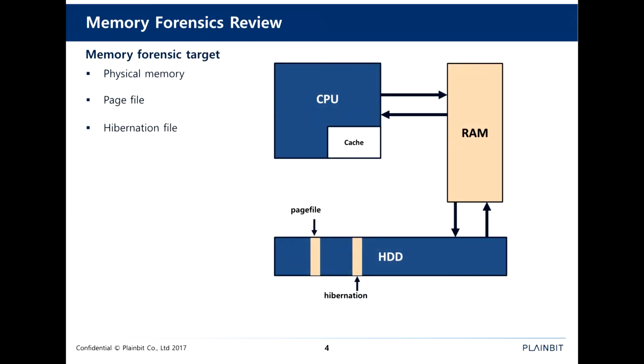A memory forensic target can be physical memory, a page file stored on the hard disk, or a hibernation file. A page file is a file created by swapping page data from memory to a hard disk. It's the data that once was in memory. The hibernation file is a file that is created in sleep mode. When the notebook or PC goes into sleep mode, the computer does nothing. And when we shake the mouse, the state is restored and we can use the computer in its previous state, which is when the hibernation file is used to recover the state.